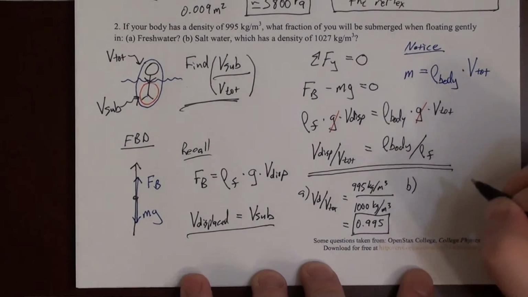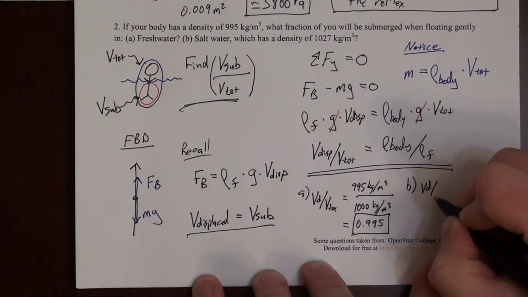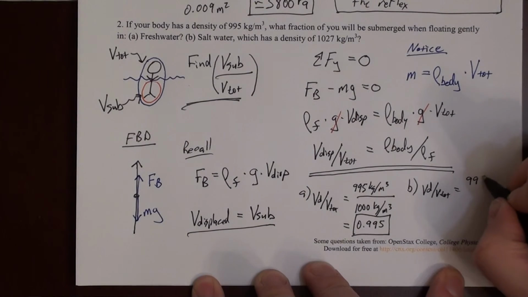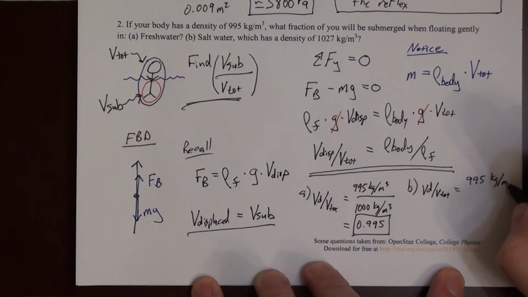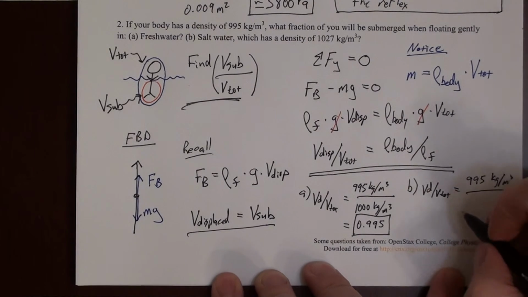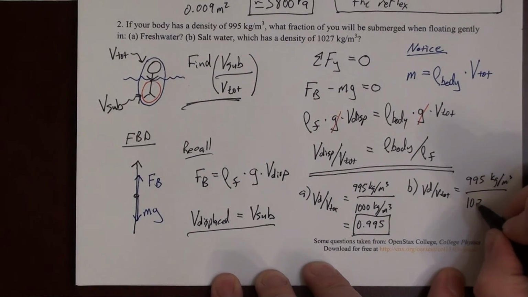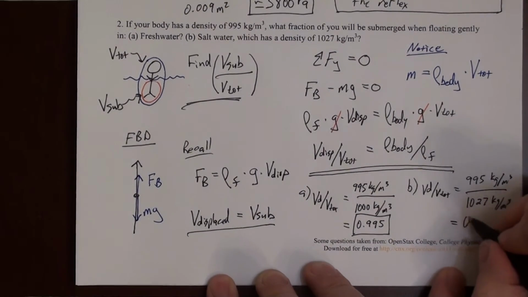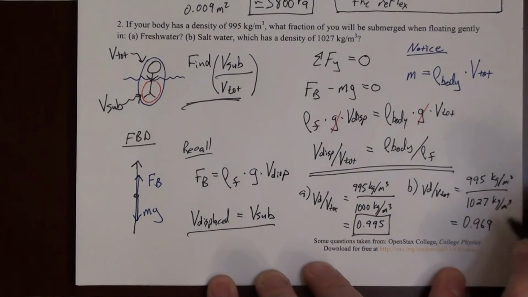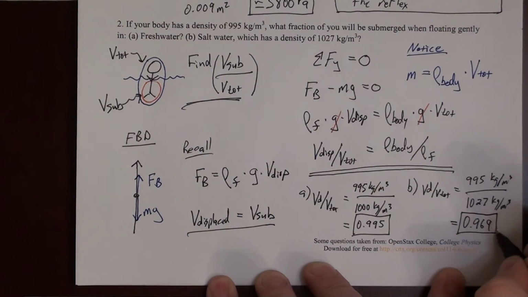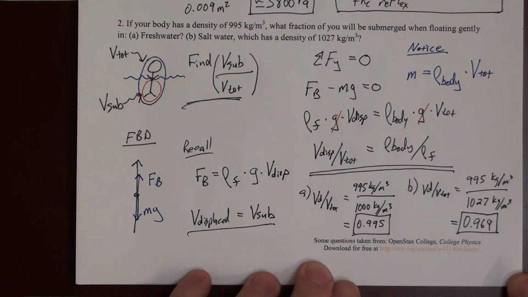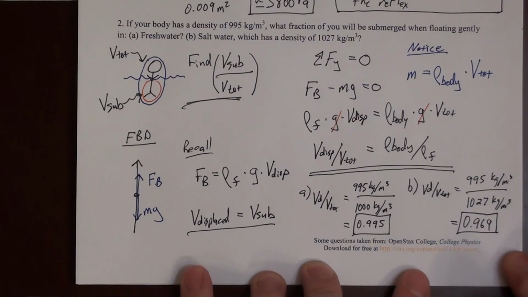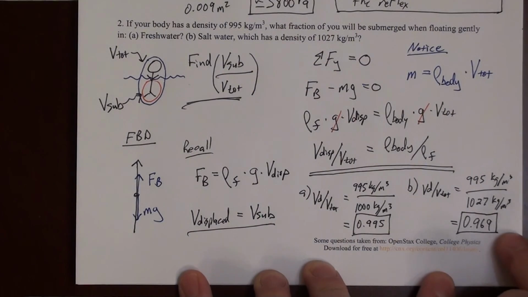Let's compare that to salt water. For salt water, V displaced over V total should be, again, this 995 kilograms per cubic meter, and now the density is 1,027 for salt water. When you do that math, you end up with 0.969. So a fair bit more is exposed. So now you can see maybe why objects might be more likely to float in salt water than fresh water.